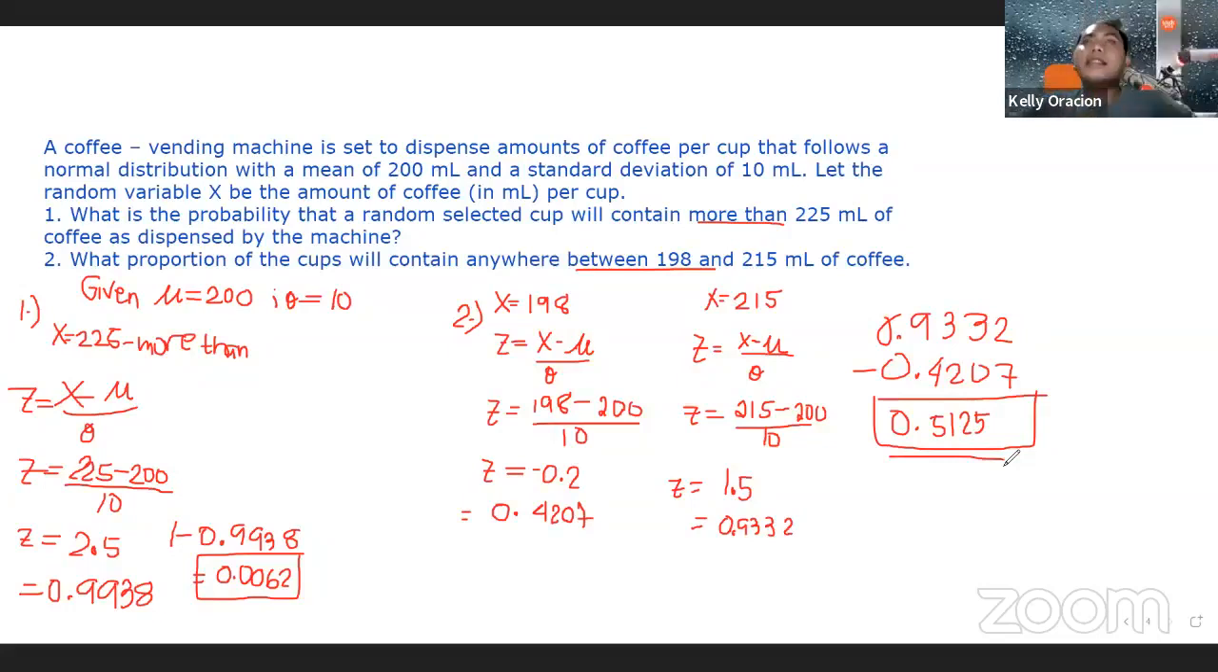This is an example of a real life application involving z-score. And there will be something like this in the quiz next week. So that concludes our lesson this morning. I have one more problem, but I won't solve it now. I want you to solve it for practice.